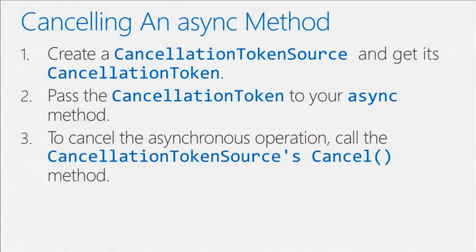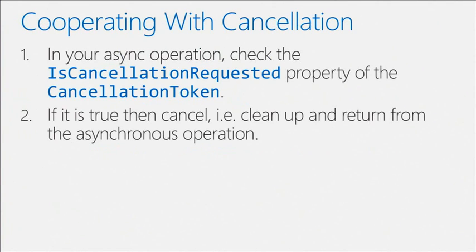Well, canceling an async method is a cooperative process. You need to create a CancellationTokenSource object, get its cancellation token, and then pass that cancellation token into your async method because it's going to need it to find out if it's being canceled. And then anytime your calling method wants to cancel the operation, it just calls the CancellationTokenSource's Cancel method. And I say cancel an awful lot in that slide.